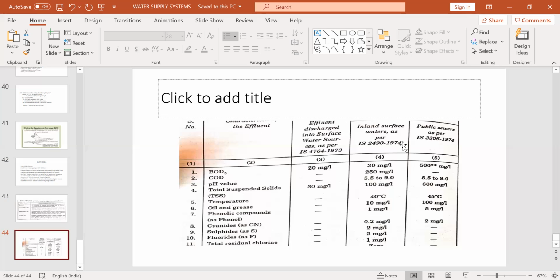When you dispose sewage on land, the fertility of the land will increase. There you can grow crops also, but that has also got certain limits. So we'll discuss about that in the next class.